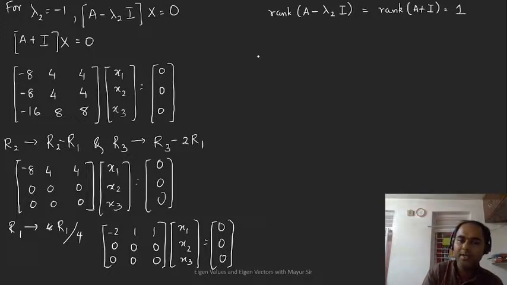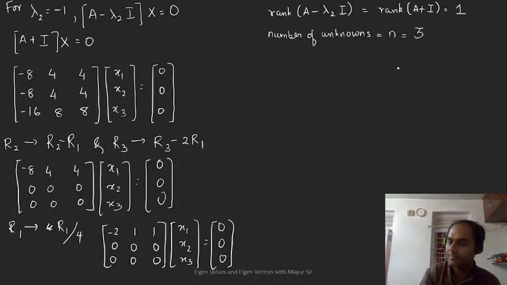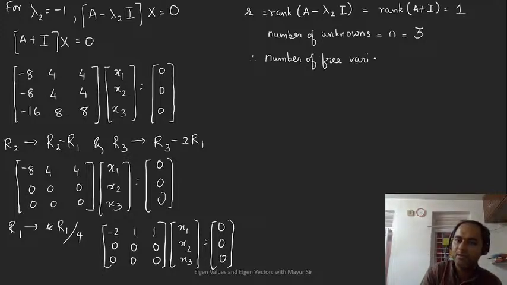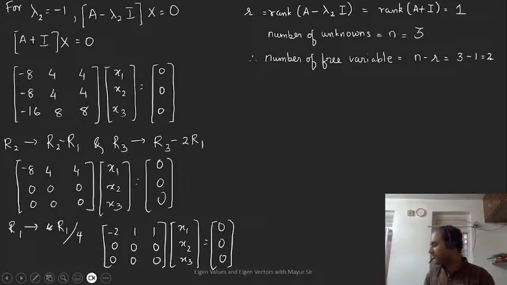How many unknowns are there? Number of unknowns equal to n. This n is how many, there are 3. Okay, and if I label this rank as R, then I have something called the number of free variables. Free variables is n minus R. n minus R will become 3 minus 1, which is 2. So two variables are going to be free.